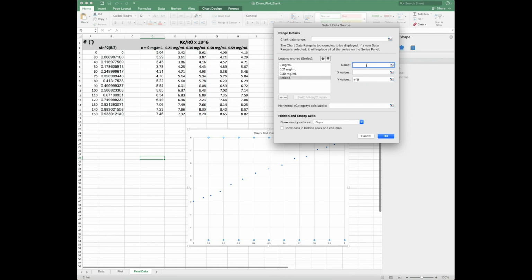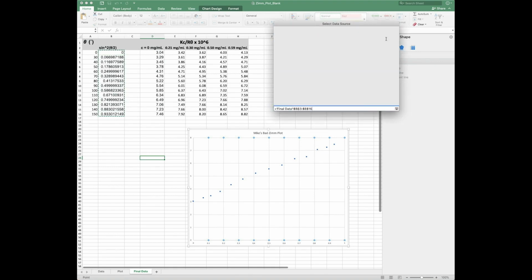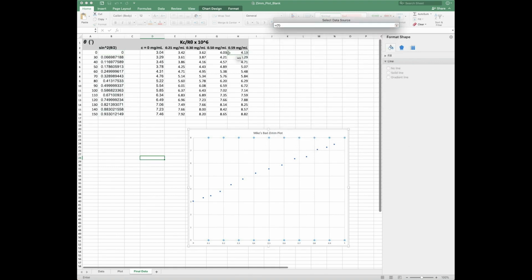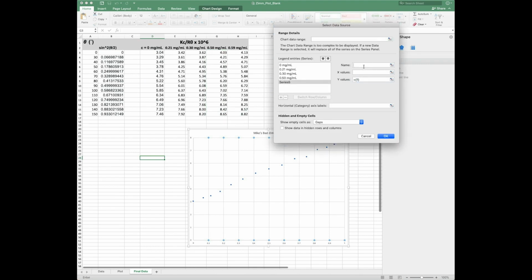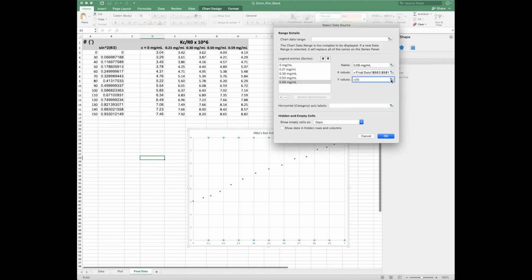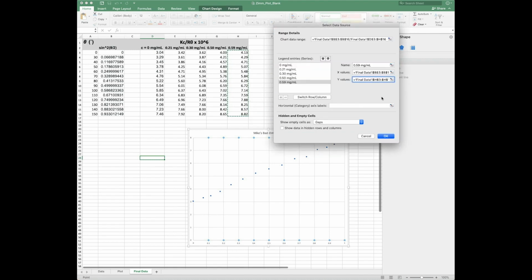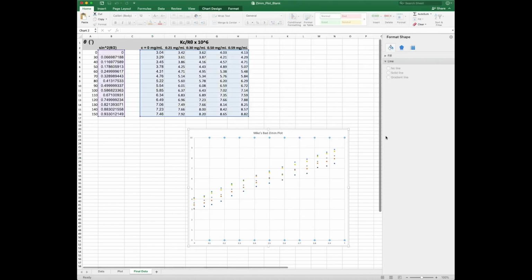2 more. So 0.5 mgs per mil. X-axis, all of these values. Y-axis, all of these values. And the very last one, 0.59 milligrams per milliliter. And we'll just select the correct data here. Got that and that. All right, now let's see what it looks like.